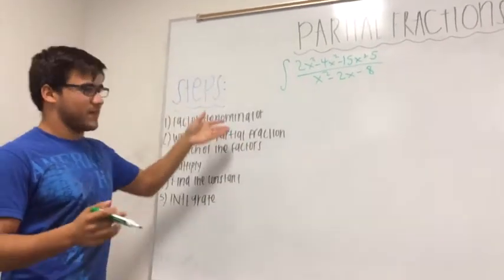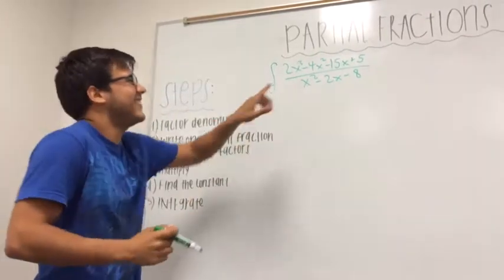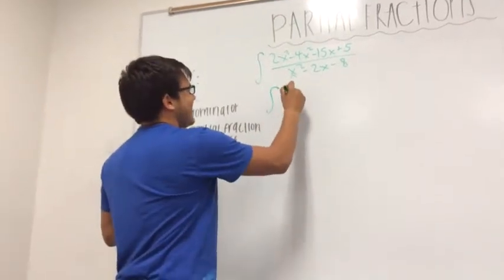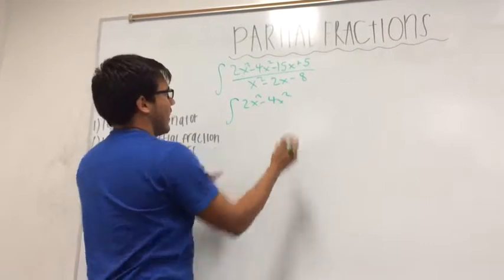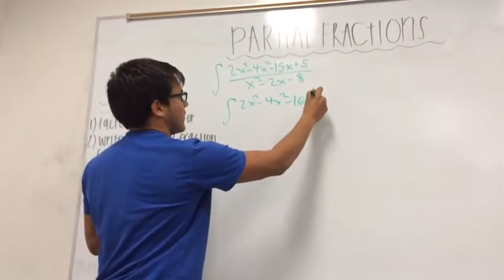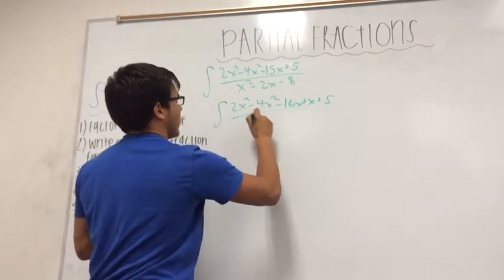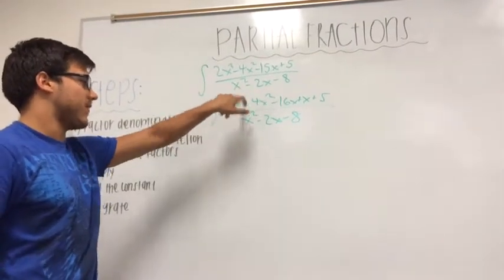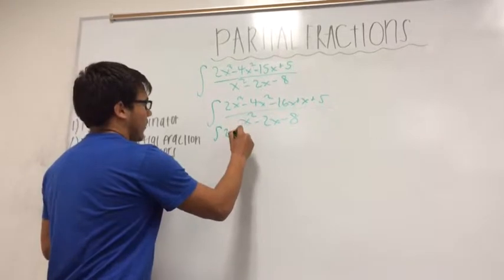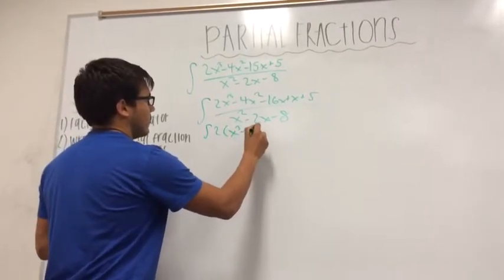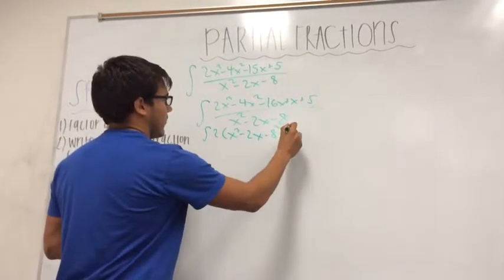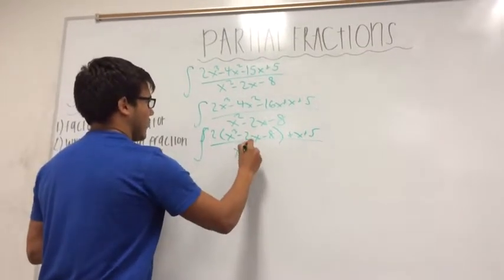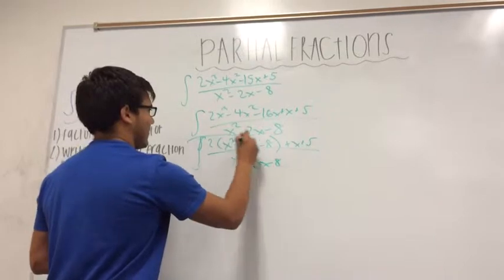Anyways, I'm working on this problem of partial fractions. As you can see, the first step is to factor. But since this is really messy, we can simplify the numerator. So we're going to go 2x cubed minus 4x squared, and then minus 16x plus 5, all over x squared minus 2x minus 8. Now we need to factor out the top. So here we're going to have x cubed minus 2x minus 8 plus x plus 5, all over the same x squared minus 2x minus 8.